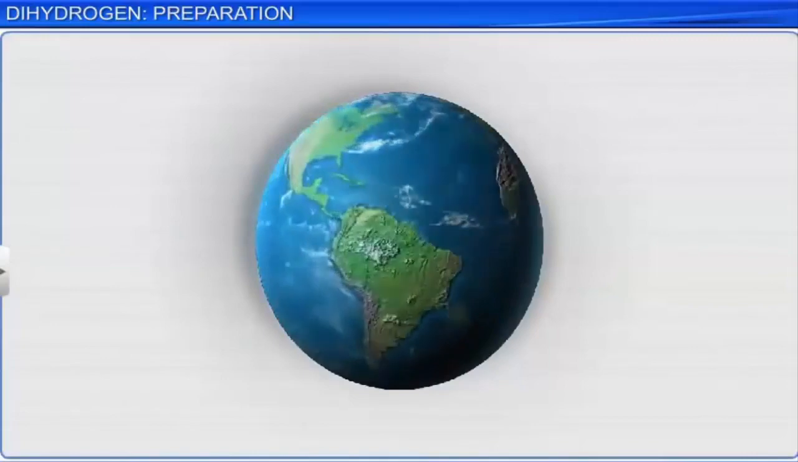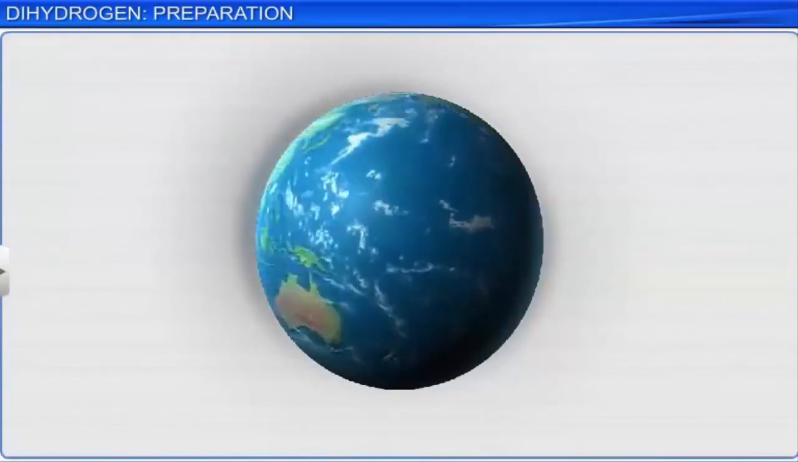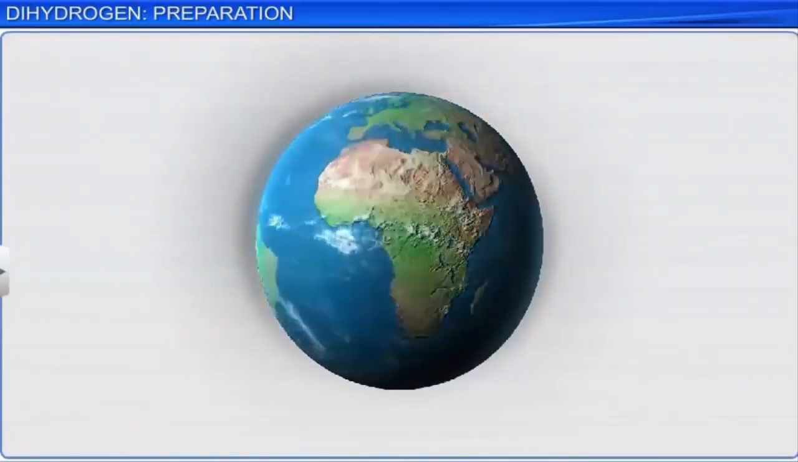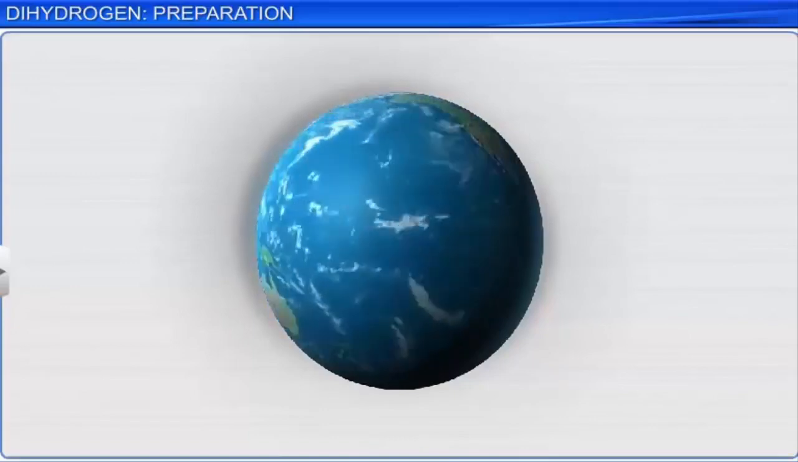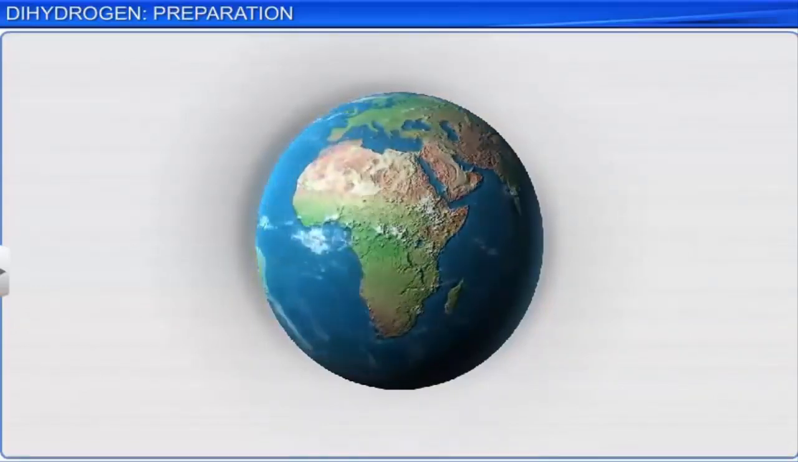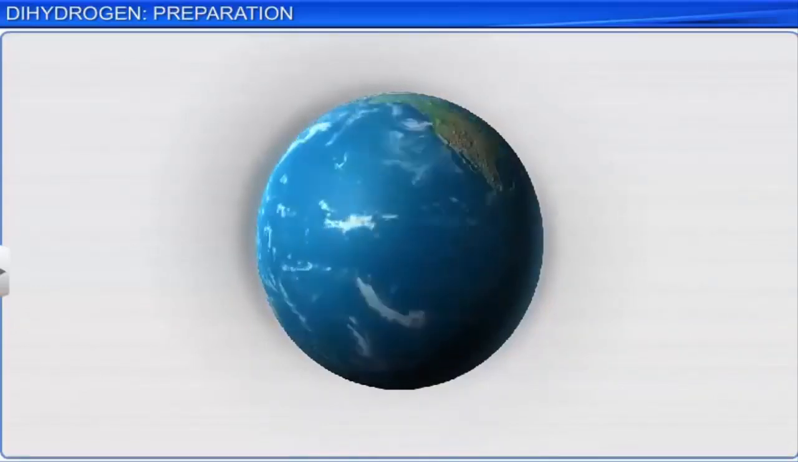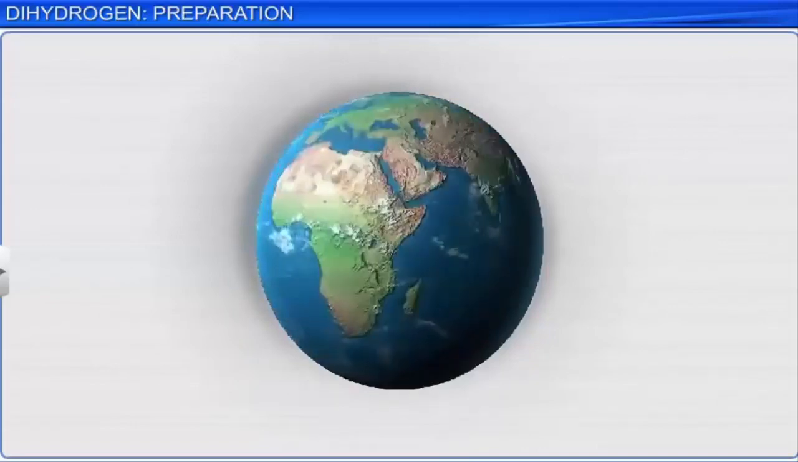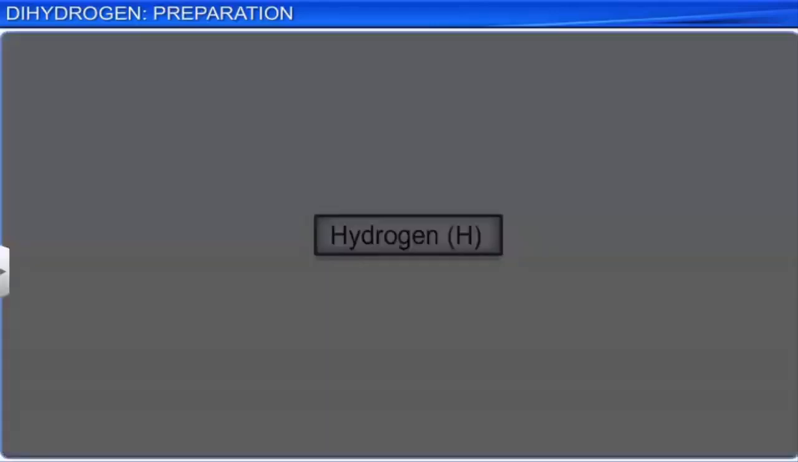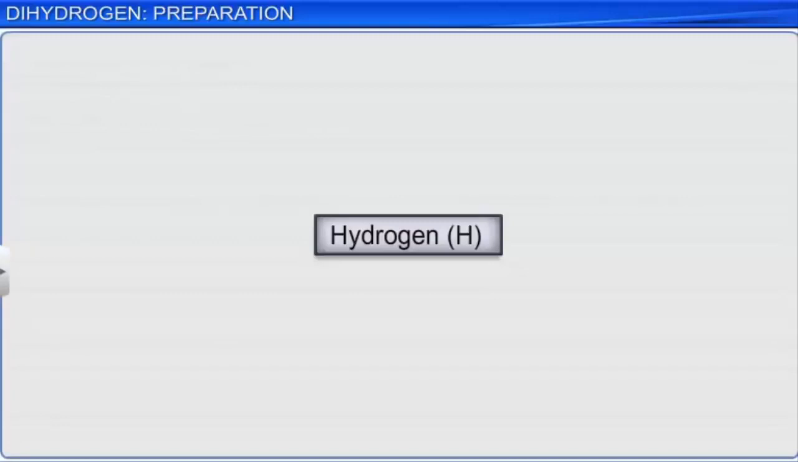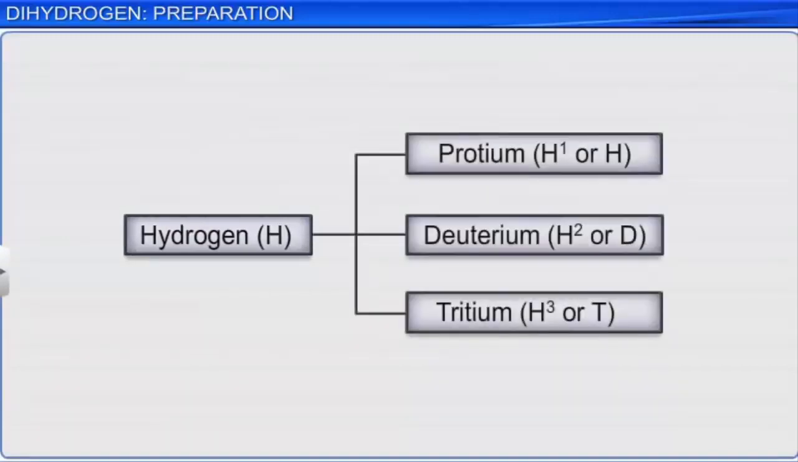It is, therefore, the third most abundant element on Earth, constituting 15.4% of its crust and the oceans. Hydrogen with atomic number 1 has 3 isotopes: protium, deuterium, and tritium.